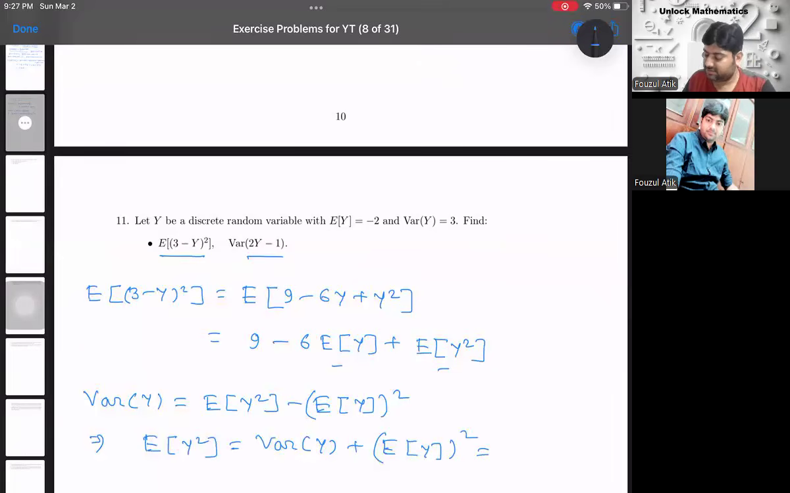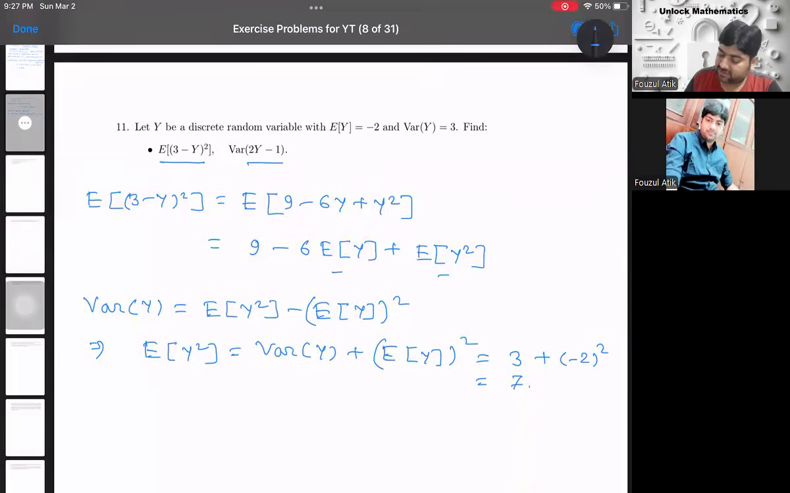Now what is this value? Variance is given as 3 plus the expectation of Y, which is minus 2, whole square. So it is 3 plus 4, it is 7. So the expectation of Y square we got as 7. And therefore the expectation of 3 minus Y whole square is equal to 9 minus 6 into the expectation of Y, which was given as minus 2, plus the expectation of Y square, which is 7. We already calculated, and this value is equal to 12 plus 9, 21 plus 7, 28.